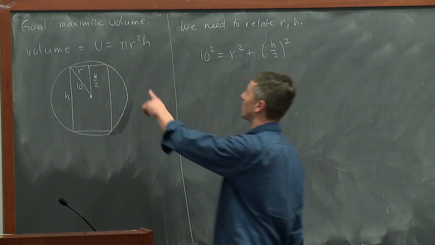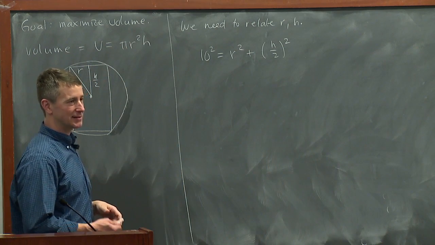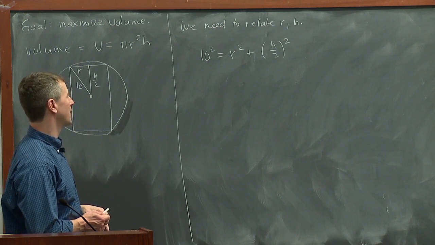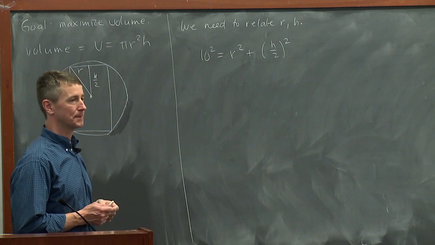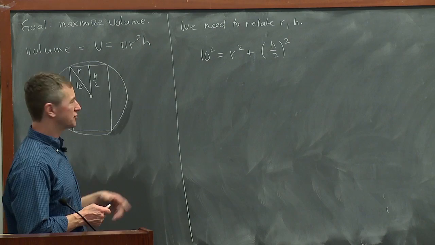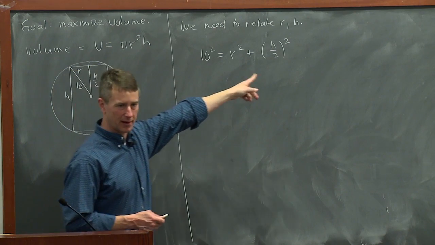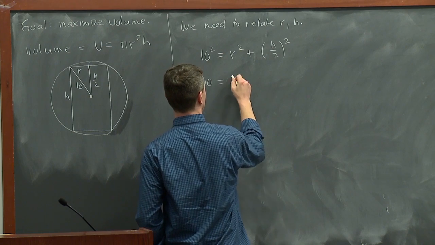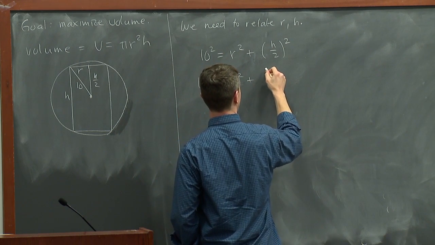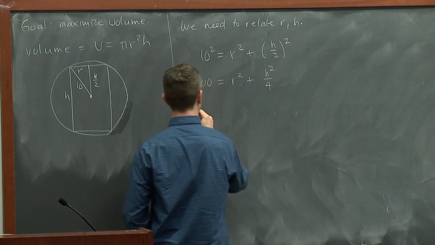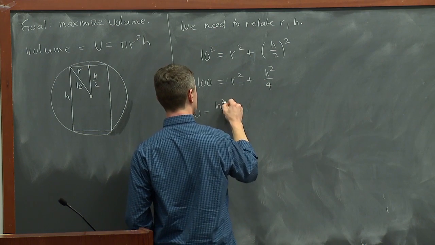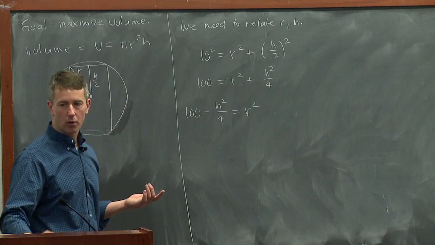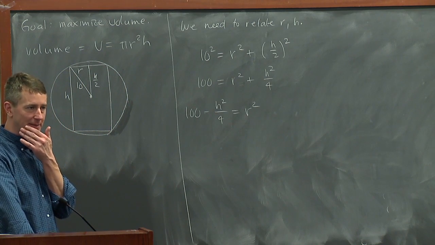Given our formula for V here and our desire to make our algebra as simple as possible, what would it be good to solve for now in this equation? R squared, right? If you try to solve for h, you're going to have to get a square root over here. So let's solve for r squared instead. So this is 100 equals r squared plus h squared over 4. So 100 minus h squared over 4 is r squared. As usual, it'll work if you solve for the other thing. It'll just be much, much messier.